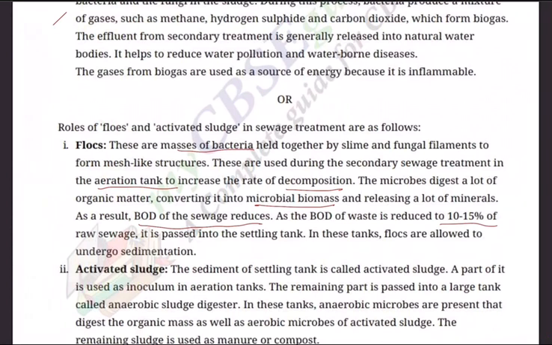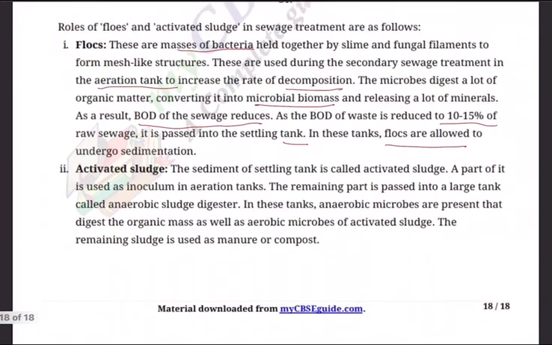As the BOD of the effluent is reduced to 10 to 15% of raw sewage, it is passed into a settling tank. In these tanks, flocs are allowed to undergo sedimentation. Now, sludge. The sediment of the settling tank is called activated sludge. A part of it is used as inoculum in aeration tanks. The remaining part is passed into a larger tank called an anaerobic sludge digester. In these tanks, anaerobic microbes are present that digest the organic mass as well as the aerobic microbes of activated sludge. The remaining sludge is used as manure.